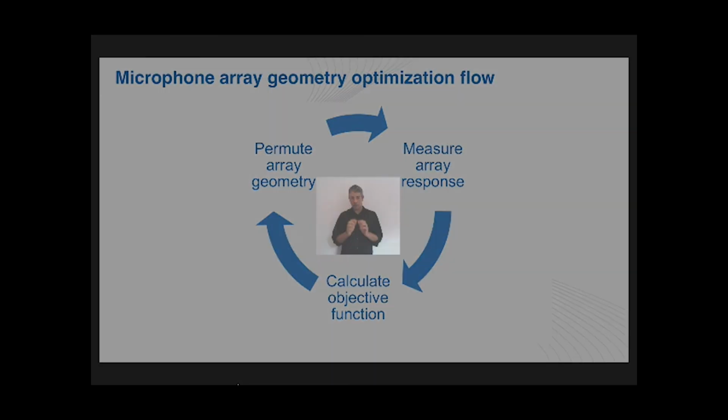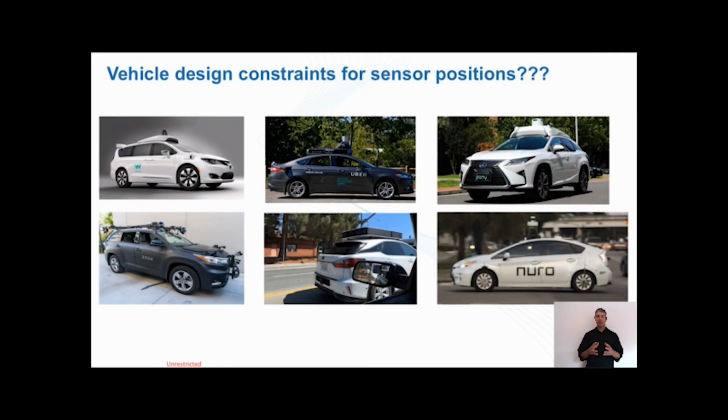geometry permutations. We started this talk by saying that our purpose was to design a microphone array that would honor vehicle design constraints. But what exactly are the design constraints for mounting sensory equipment on an autonomous vehicle? As you can see from these photos of various prototype autonomous vehicles, the technology is still emerging and there isn't a unified standard just yet.